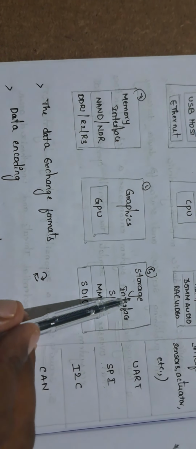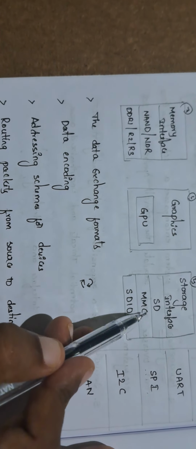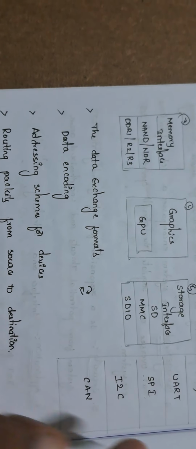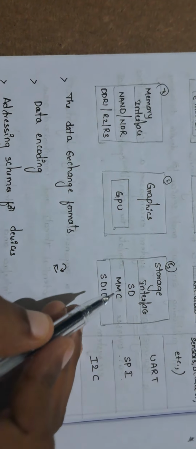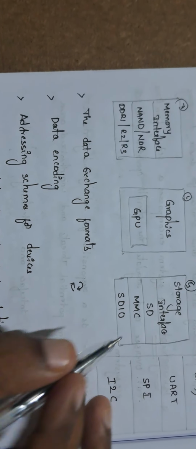So then coming to the fifth one, storage interface. SD you already know, it's like a SanDisk. MMC is new for you, so I can explain the MMC. MMC is nothing but Microsoft Management Console.